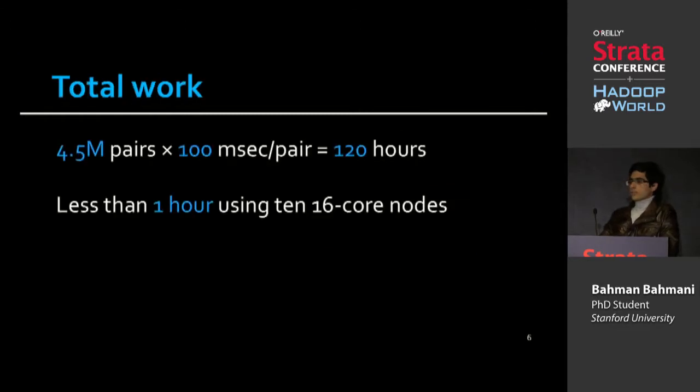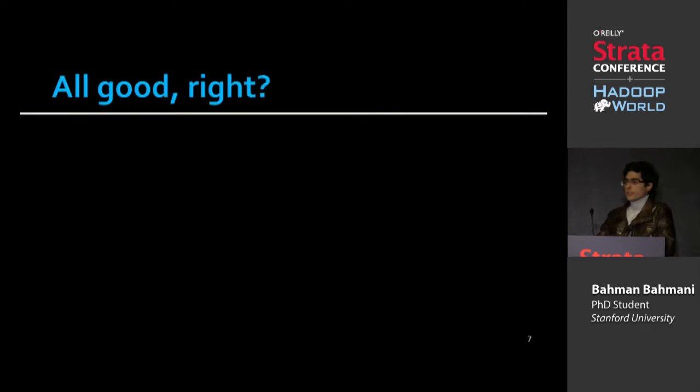Let's see the total amount of work. We have 3,000 drugs, so that means 4.5 million pairs of drugs. Let's say each pair takes 100 milliseconds of computation to compute the interaction between the pair. So that's a total of 120 hours of work. And if we distribute over like 10 16-core machines, it's going to take less than an hour. So it's pretty good, right? It's a very simple problem, very simple solution, pretty efficient computationally. So everything is good, right?